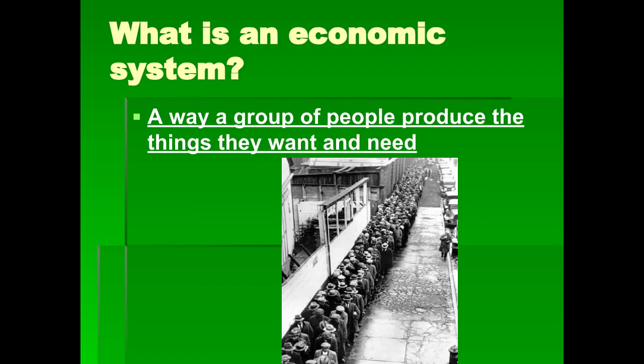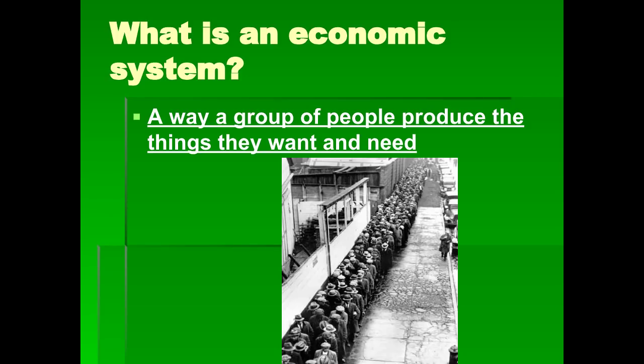An economic system is a way a group of people produce the things they want and need. So here in the United States, currently today, we employ workers or utilize machines to create goods that people buy. And these machines are owned by companies, or the employees are employed by companies. And these companies sell these goods for a profit. Not all economic systems work that way.